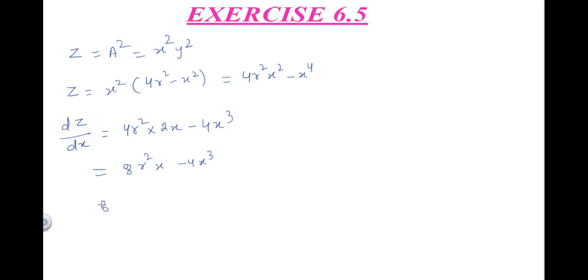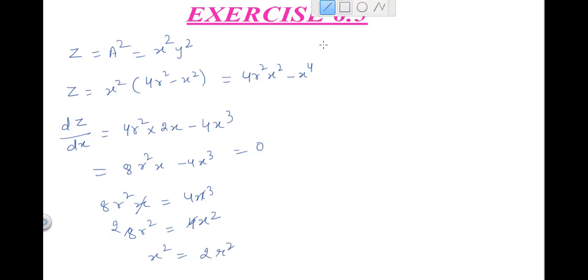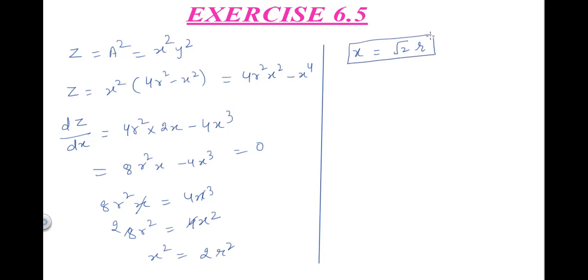Clear? So we will equate it to 0. 8r square x is equal to 4x cube, we will get. Solving it, we get 8r square is equal to 4x square. Cancelling it, we are left with x square is equal to 2r square. Solving it further, we can write x equals under root of 2r. Clear? This is how we have got the value of x in terms of r.